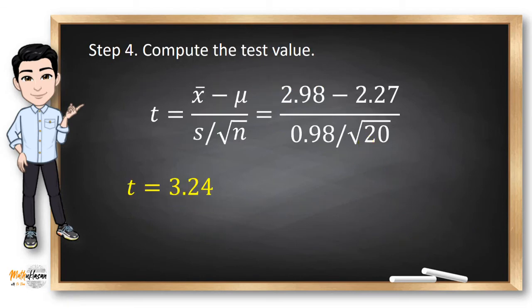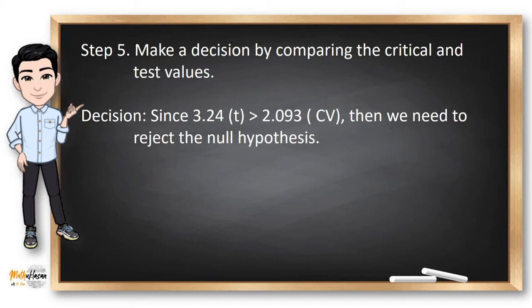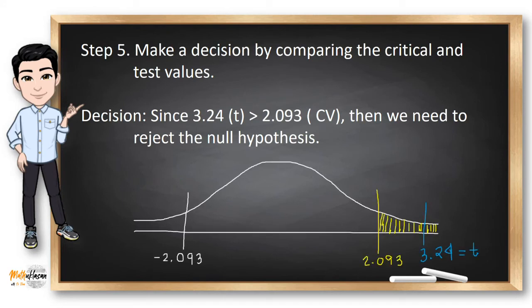The next step is to compute the test value. The sample mean is 2.98. The population mean is 2.27. The sample standard deviation is 0.98, and the sample size is 20, so that t is 3.24. Since 3.24, the test value, is greater than 2.093, the critical value, then we need to reject the null hypothesis. Because it's positive, I use the right side of the critical value, which is 2.093. It's in the critical region, so therefore, we need to reject the null hypothesis.